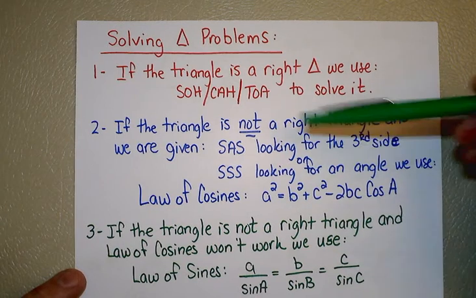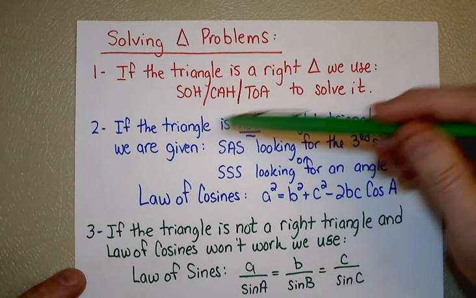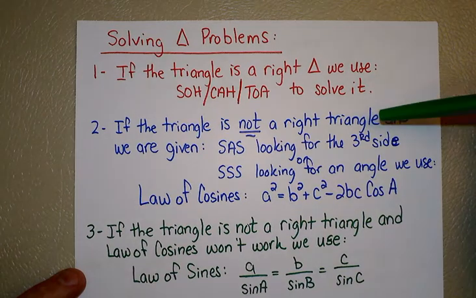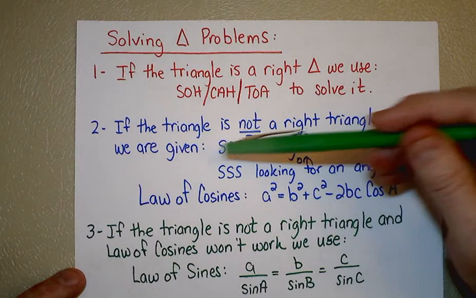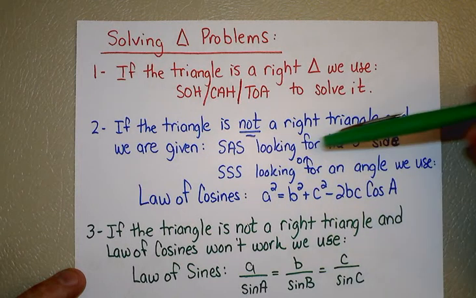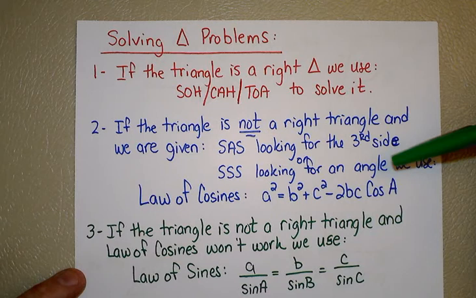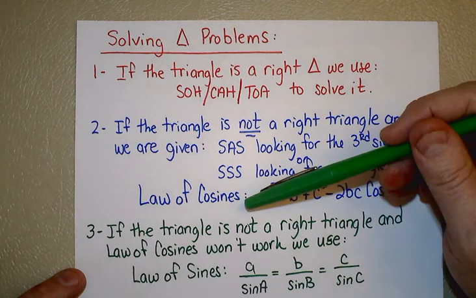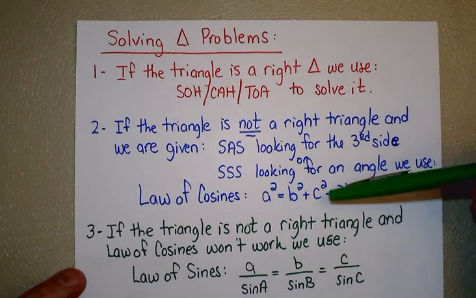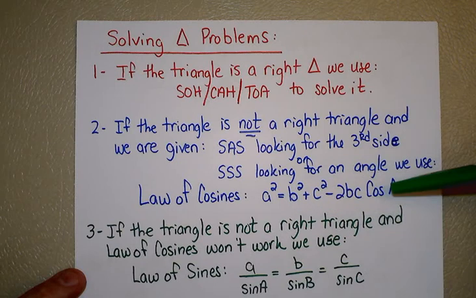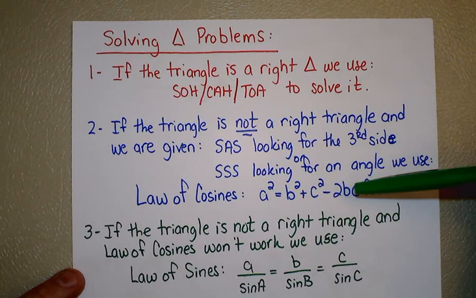If the triangle is not a right triangle, we move on. And if we're given a side angle side looking for the third side, or a side side side looking for an angle, we use law of cosines. And the law of cosines is a squared equals b squared plus c squared minus 2bc cosine of A. Now that's a formula that's on the formula sheet. You don't have to memorize the formula, you just have to know when to use it.